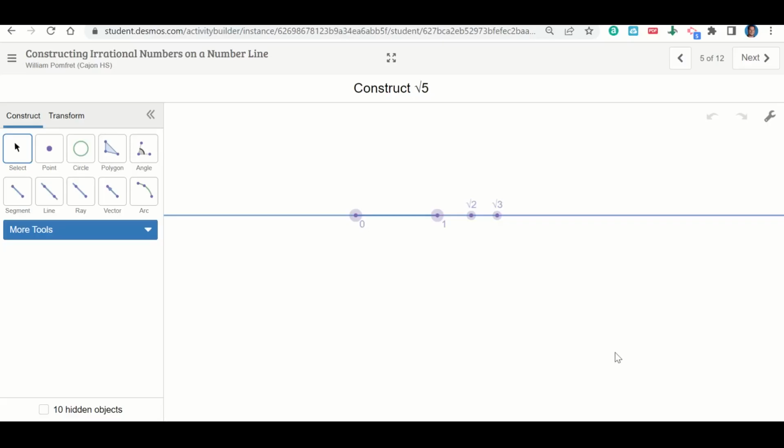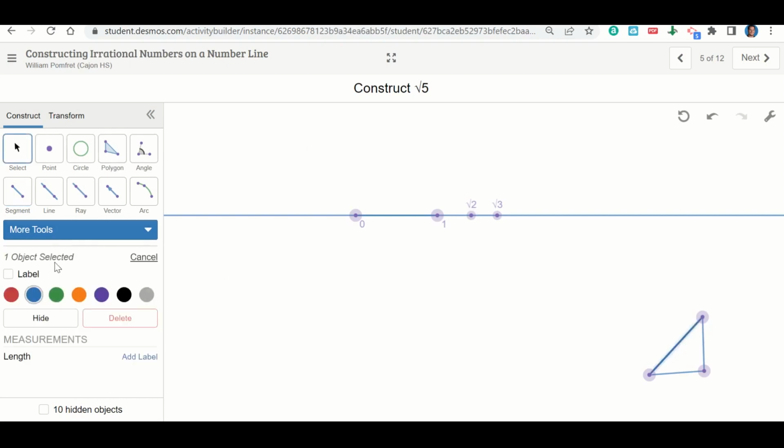Let's talk now about how to construct square root of 5 on the real number line. So I'm going to look at this in terms of the Pythagorean theorem. I'm going to draw my right triangle over here again, just like that. And I know using the Pythagorean theorem, if I want this to be square root of 5, I'm going to go ahead and label that as square root of 5.